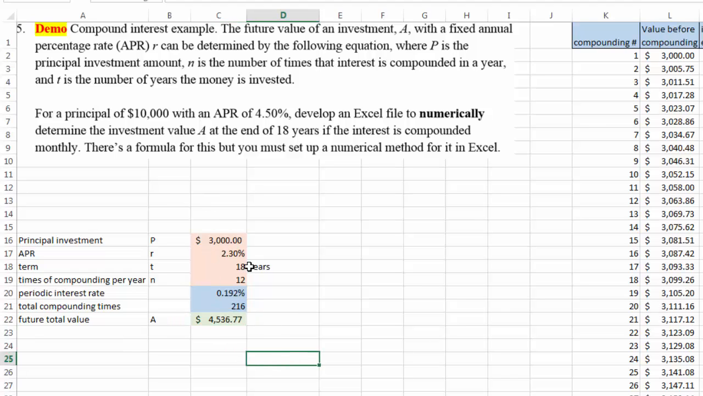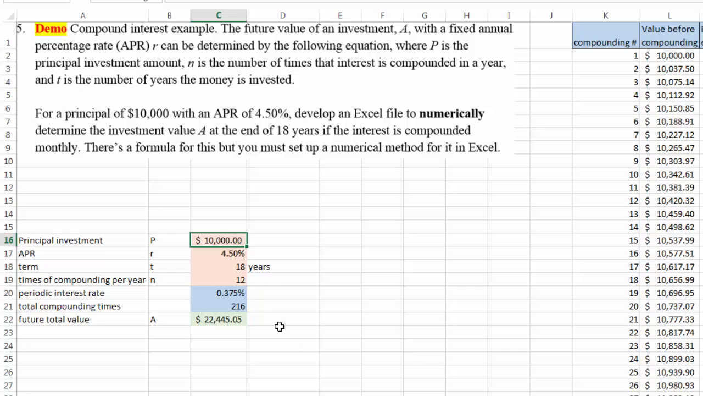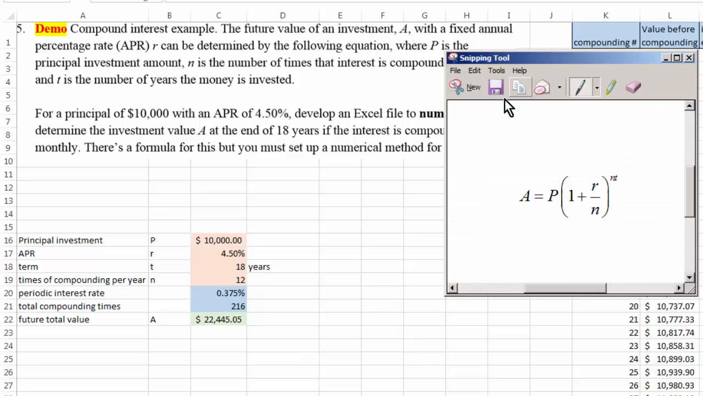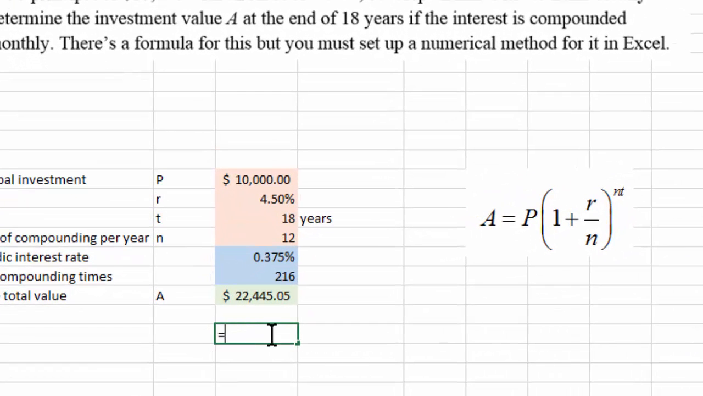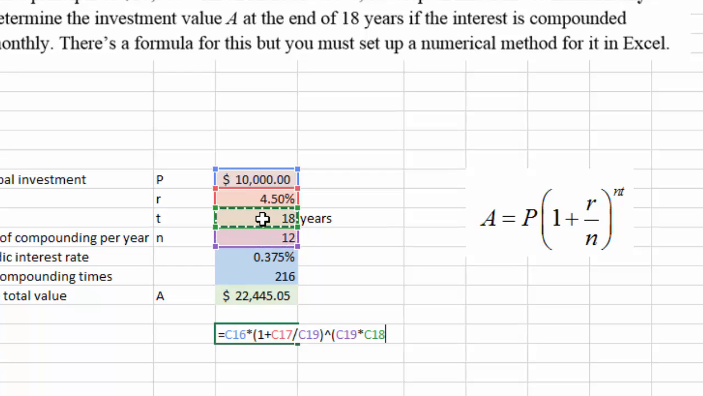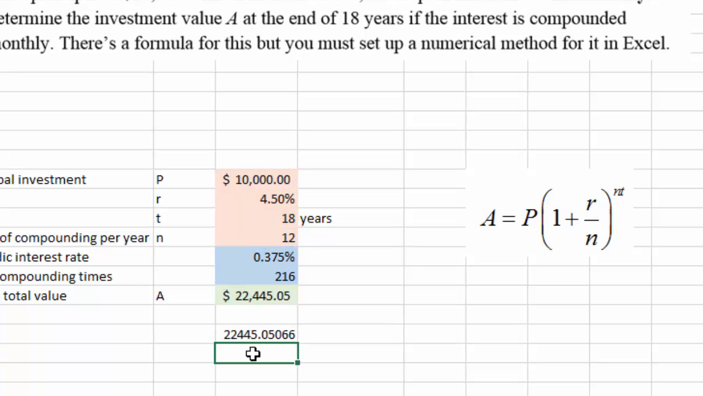Now, if you don't believe we have got the right answer, this is the formula that I told you about. You can do the calculation accordingly. So according to this formula, A equals the principal value multiplied by 1 plus your annual interest rate divided by how many times you're compounding it, raised to the power of n times t. Let's put it in a dollar sign. As you can see, these two are exactly the same answers.